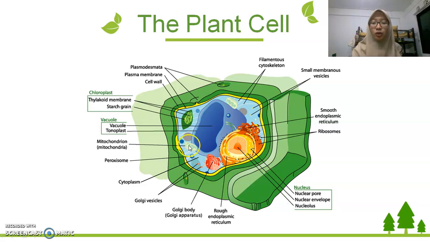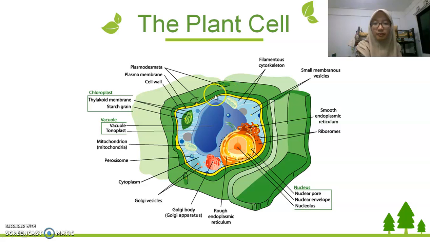Then this is a mitochondrion or mitochondria. The function of the mitochondrion is to convert energy from the organic compounds to energy for cellular activity. And this is a Golgi complex. The function of the Golgi complex is to process and package substances made by the cell. And this is a plasma membrane. The plasma membrane is a semi-permeable membrane separating cell content from the outside.